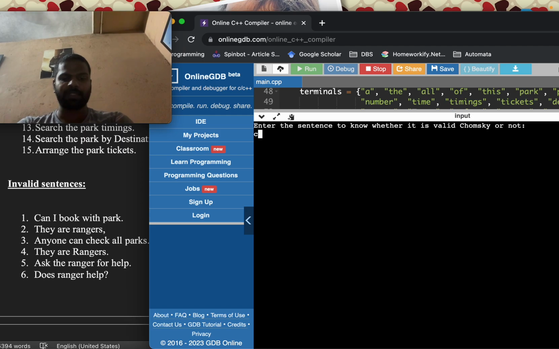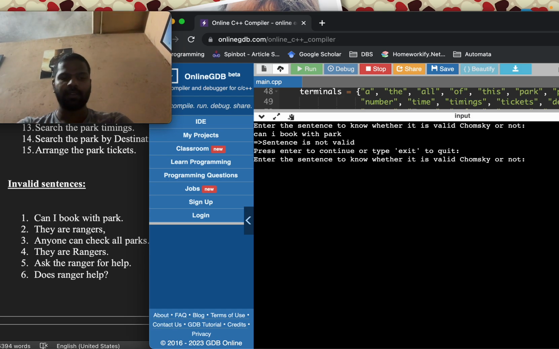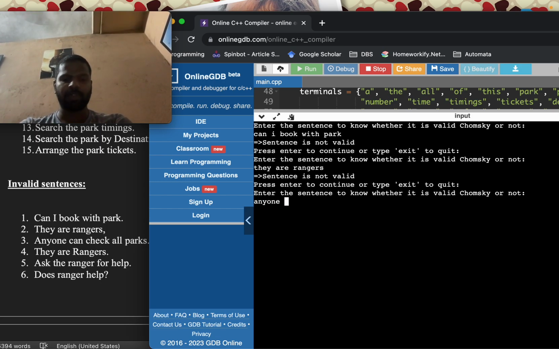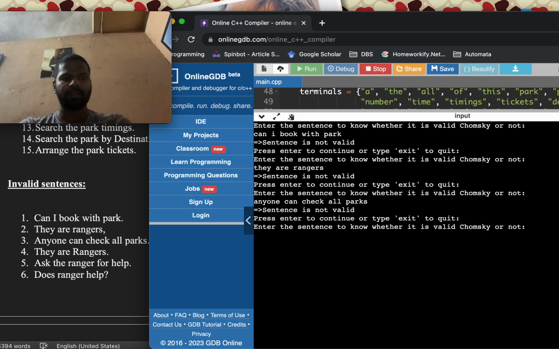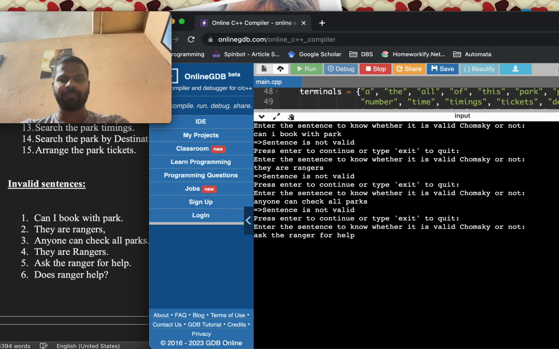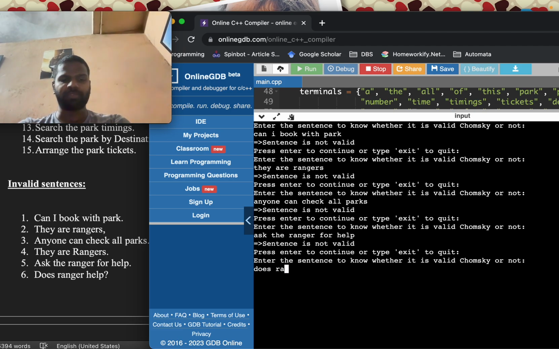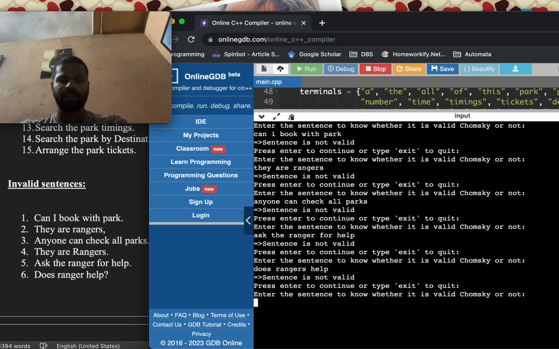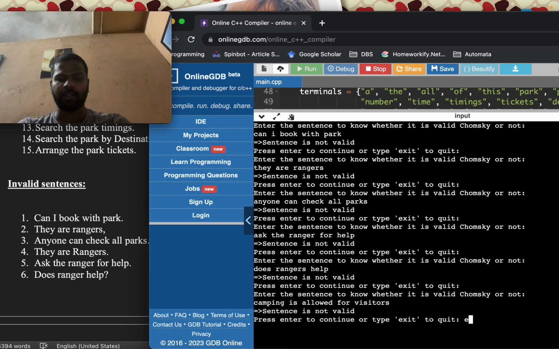So let's go with the invalid sentences. Can I book with park? The sentence is invalid. They are rangers. The sentence is invalid. Anyone can check all parks. The sentence is invalid. Ask the ranger for help. The sentence is invalid. Does rangers help? The sentence is invalid. Camping is allowed for visitors. The sentence is invalid. Let's exit from the code and go to the presentation.